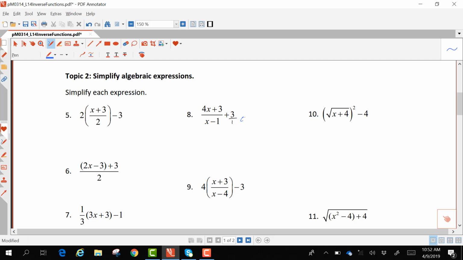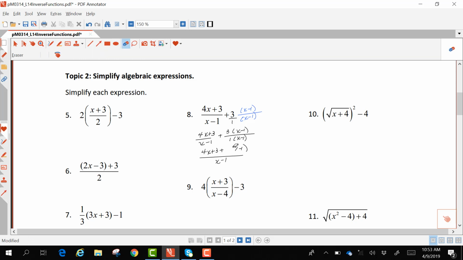If I want the bottom of this to be an x minus 1, I must also multiply the top times the x minus 1. So really I'm just multiplying by something that equals 1. Let me write this again. This would be 3 times x minus 1 over 1 times x minus 1. Now that the denominators are the same, I can add these two fractions or collect them together over that common denominator.